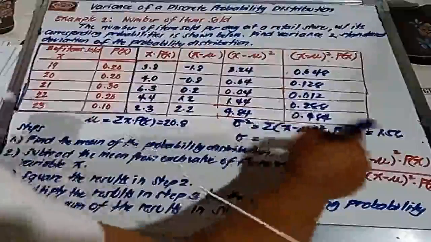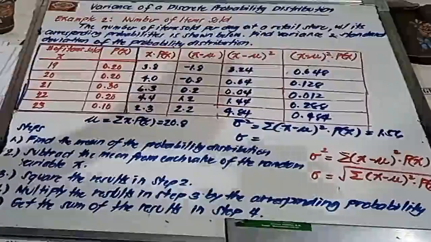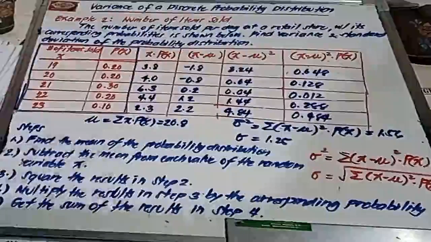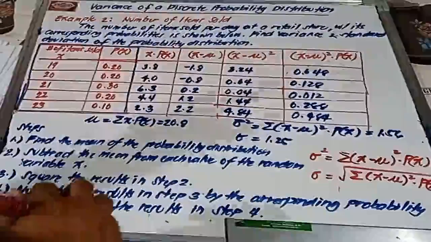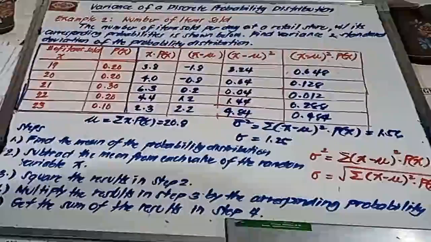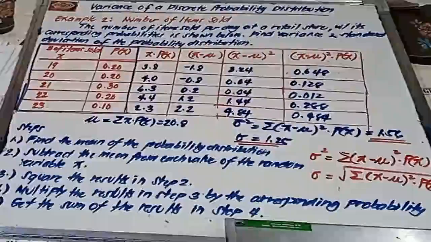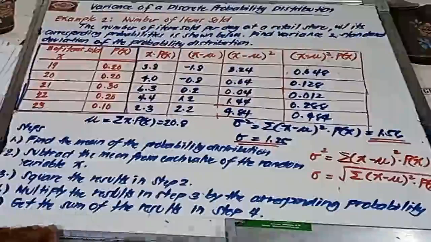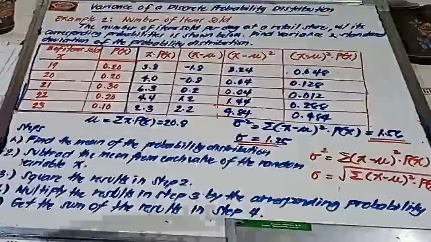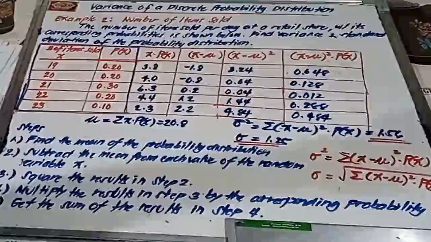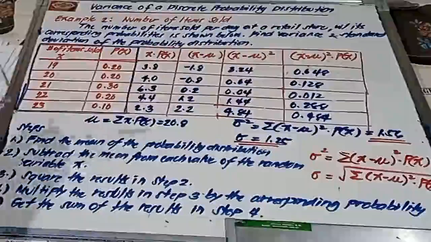And the standard deviation is just the square root of the variance, equal to 1.25. Okay? Ibig sabihin nun, there is a possibility of deviation from the mean na ating 20.8 by 1.25 number of items sold. Okay? So that is how to solve the variance and standard deviation of a discrete probability distribution using these steps and using these formulas. I'm going to show you the alternative procedure in solving the variance and standard deviation of a discrete probability distribution using same examples.